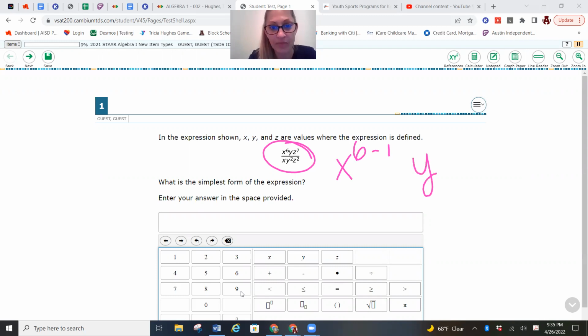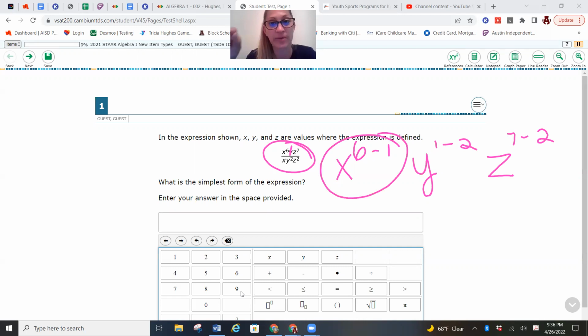For the y, the top exponent is a 1. The bottom exponent is a 2. So 1 minus 2. For the z, the top exponent is a 7. The bottom is a 2. 7 minus 2. Now, answer these 3 subtractions. If it's positive, you'll keep it on the top. If it's negative, you'll put it on the bottom.